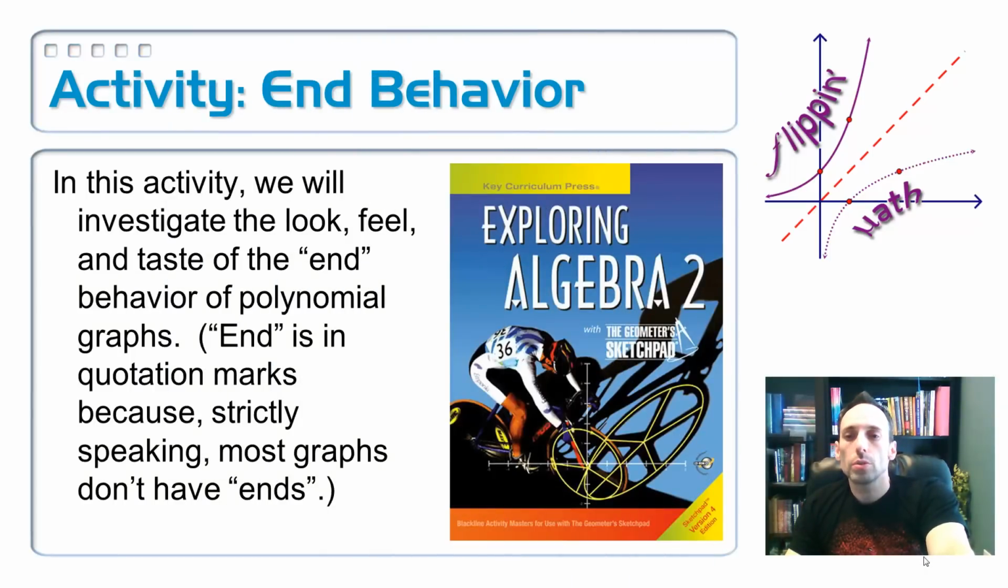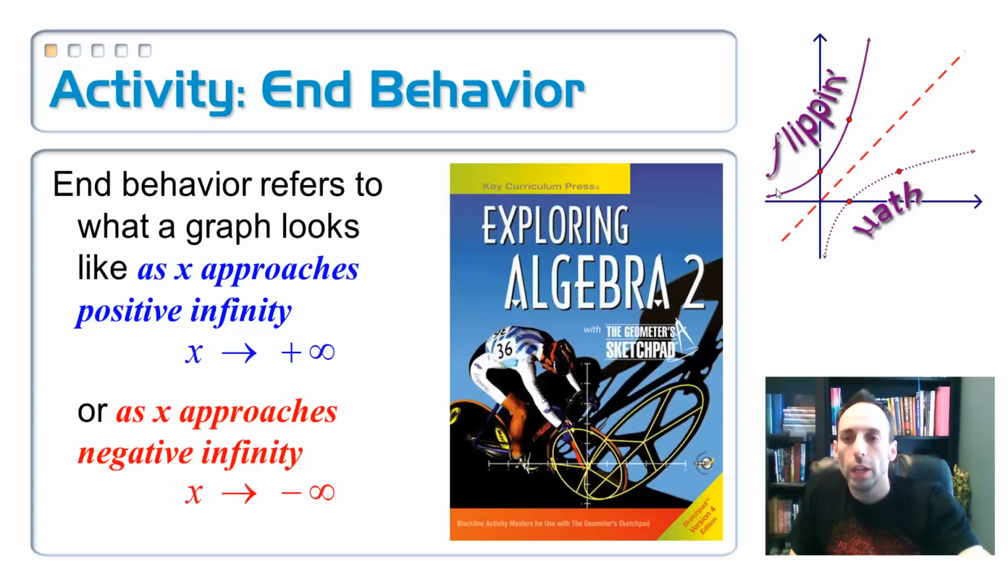So what we're trying to do is investigate on Geometer's Sketchpad what exactly the ends are doing. And what do I mean by ends? Look over here at this Flipping Math logo. You see where the arrows are pointing? That's what we're talking about. Where are those things pointing for different kinds of polynomial functions?